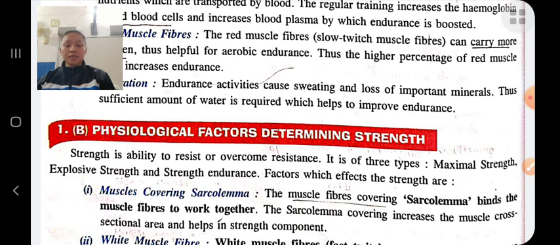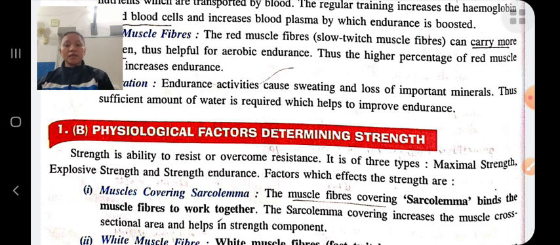Maximum strength means the ability to overcome maximum resistance, for example in weightlifting. Explosive strength means the ability to overcome the resistance with high speed, for example in long jump. And strength endurance means the ability to overcome the resistance under the condition of fatigue, for example in swimming, running, etc.